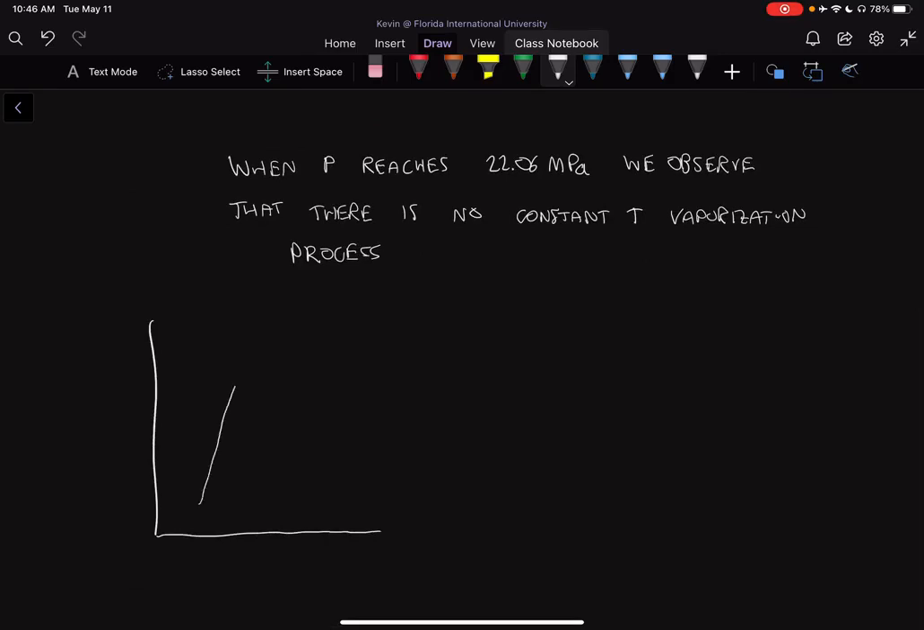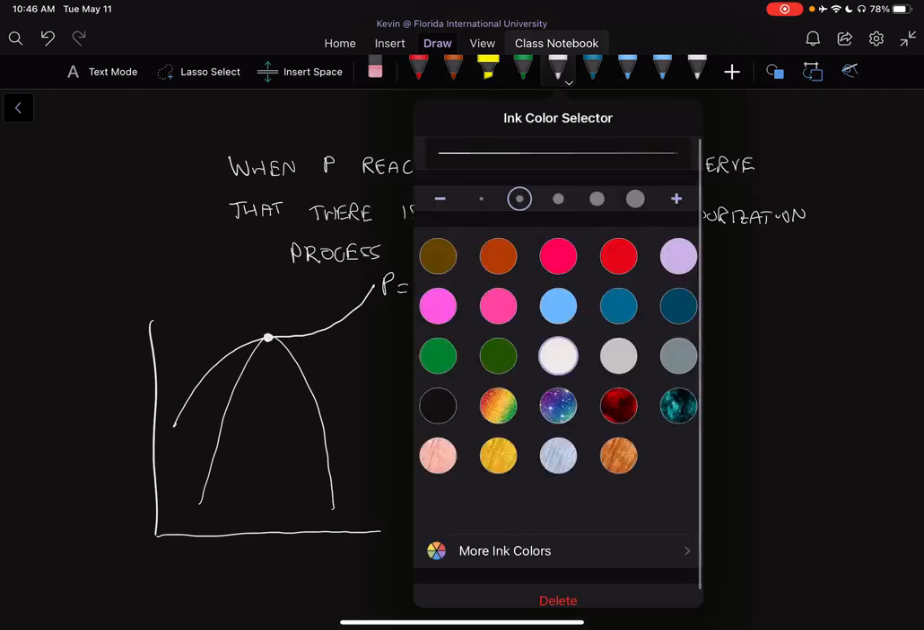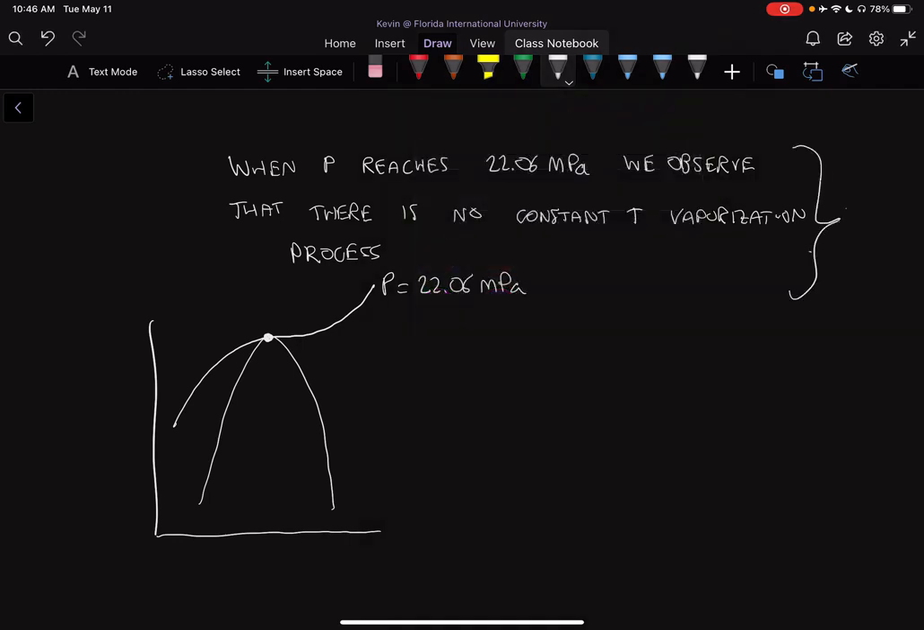So if we have our region like this, at 22.06 megapascals, we actually have the line that connects with the top of our graph. So this would be pressure equal to 22.06 megapascals. And this statement is true for water. At a pressure of 22.06 megapascals, we find that there is no constant temperature vaporization process.